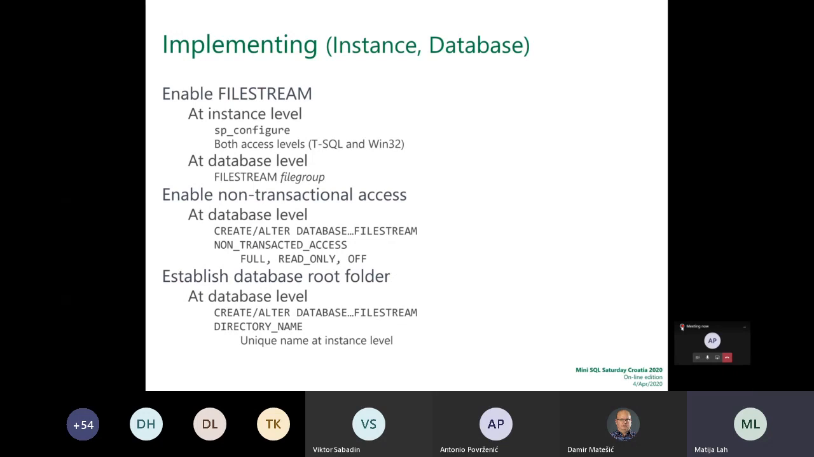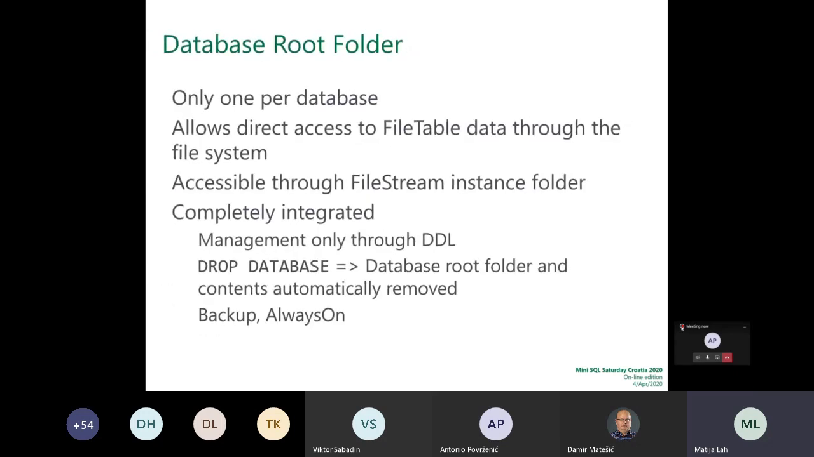So there are many things you have to do before the feature can be turned on, but nothing too difficult to implement. As far as the database root folder is concerned, there can only be one per database. This root folder will then allow access to all of the file table folders. So for each of the file tables that you create inside this database, their folders will be accessible through this database root folder.